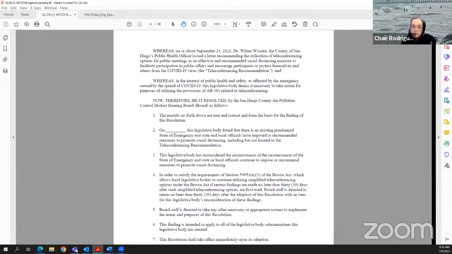So there is a motion. Do I get a second? I'll second. Thank you. Madam Clerk, could you please call the roll? Thank you, Madam Chair. Member Gonzalez, aye. Member Powers, aye. Member Spencer, aye. Vice Chair Schlick, aye. Chair Rodriguez, aye. Madam Chair, that motion passes with all members present voting aye.